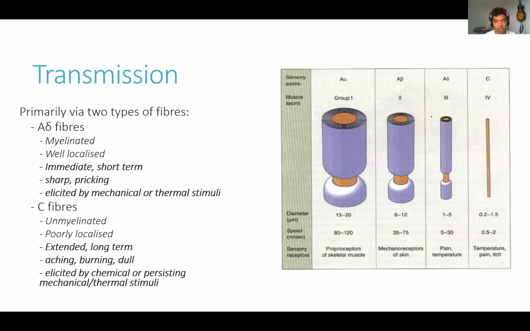Transmission of pain, as I mentioned, happens through A delta and C fibers. C is more like the long-term aching, burning, dull pain. A delta is the sharp pricking pain in the short term.